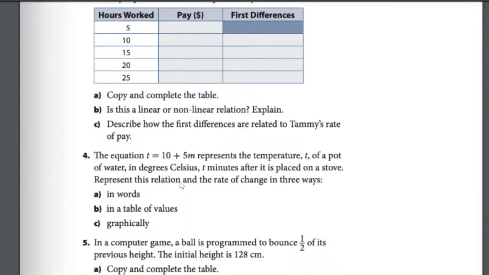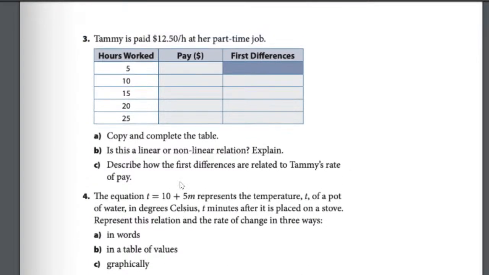Now, like I said, I was going to get to the first differences. Best way to do it is do a table. So since we have a question with a table of values, we can do this one. We're asked to copy and complete the table, determine if it's linear or nonlinear, and then describe how the first differences are related to Tammy's rate of pay. Note rate of pay would be the rate of change as well. In this case, it's the rate of change, the changes in her pay.